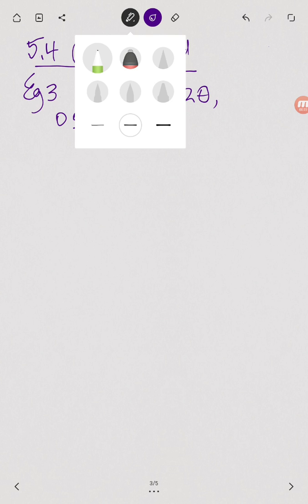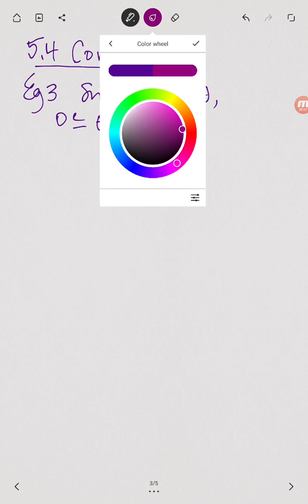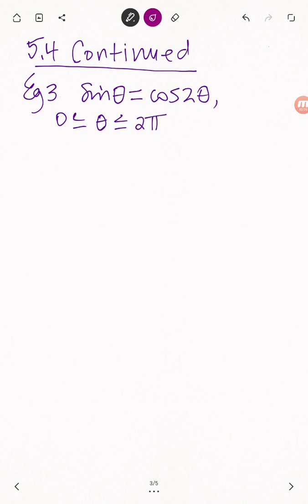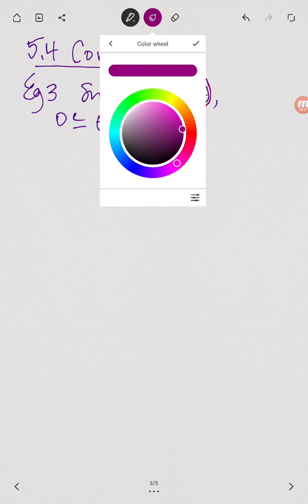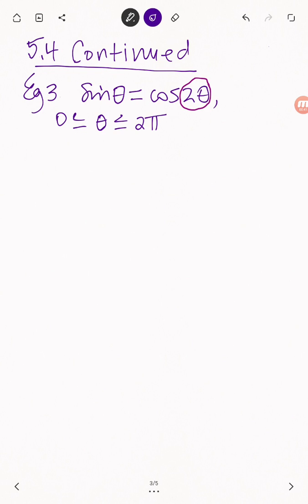We should notice right away this 2 theta jumping out at us. We have a double angle for the first time when we're solving trig equations. This should remind us of something, a double angle formula. So we can go ahead and replace the cos 2 theta with an identity double angle formula.